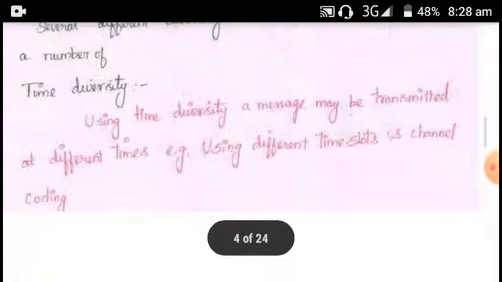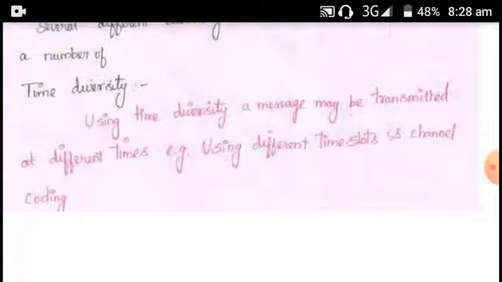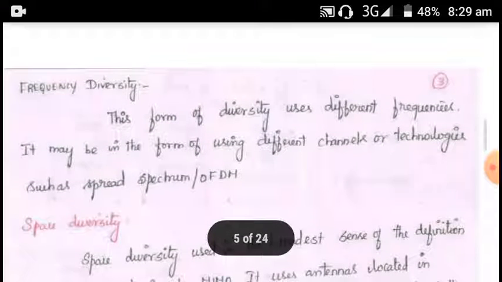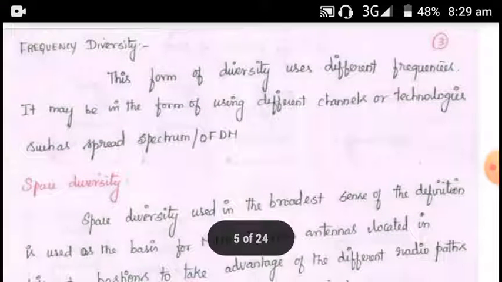So the first one is time diversity. By using this time diversity, we can transmit a message at different times. Okay, so the same signal is transmitted at different time slots. So that is using different time slots and channel coding. So by using the channel coding and different time slots, we are able to transmit the message at different times. Then frequency diversity, it uses just different frequencies.